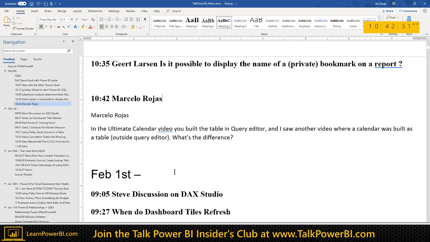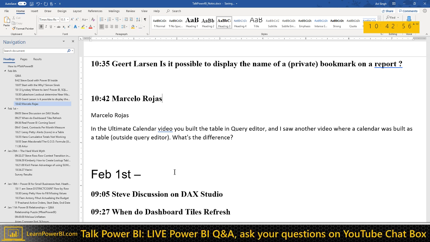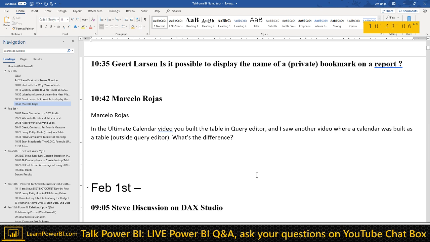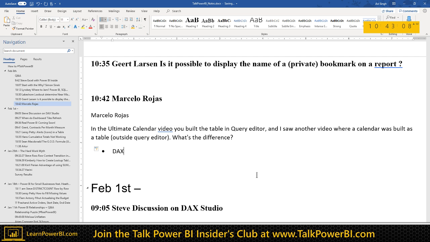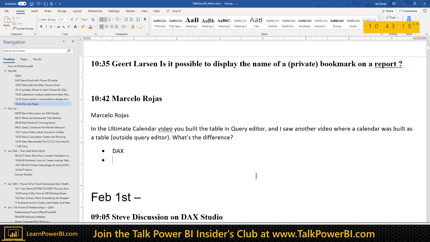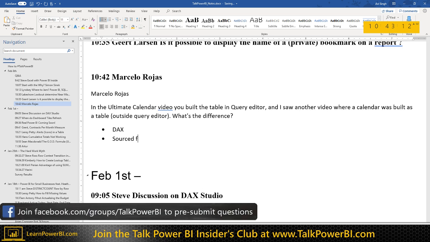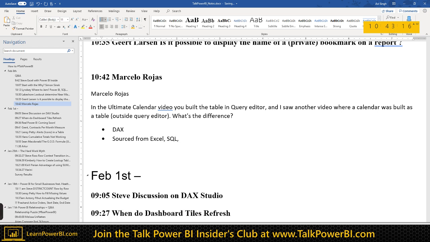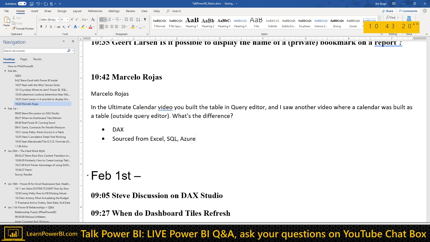In the ultimate table, you built the table in Query Editor. I saw another video where a calendar was built as a table outside Query Editor. What is the difference? Outside Query Editor, can you tell me where? Was it DAX, like it built inside DAX? Was it sourced from an Excel table, a SQL table? Actually, let's just go with all of that: sourced from Excel, SQL, Azure, others.